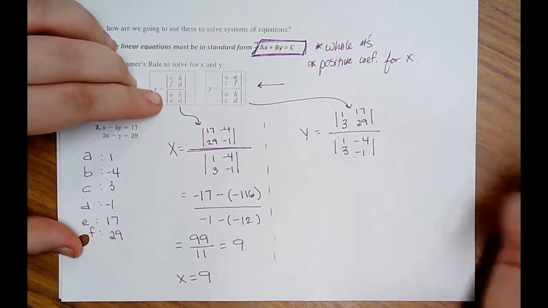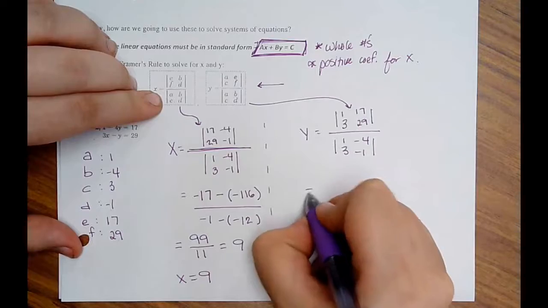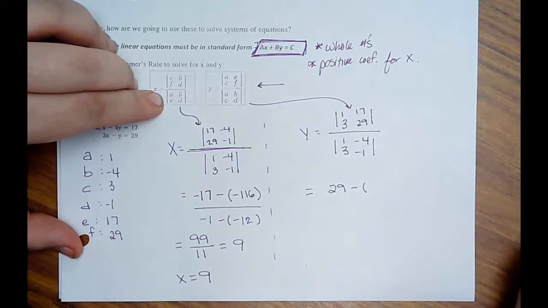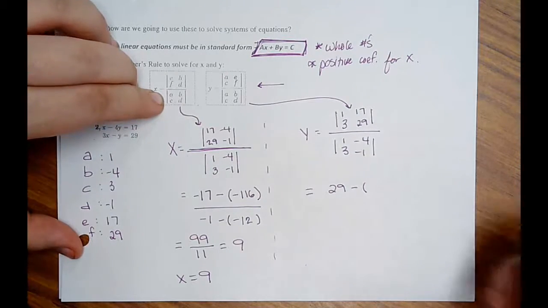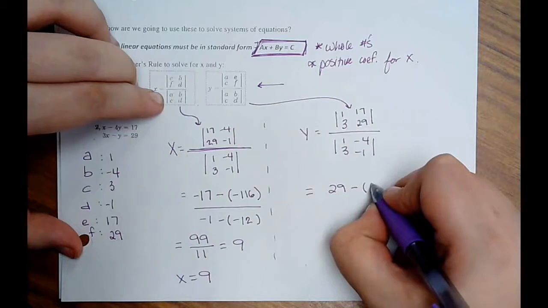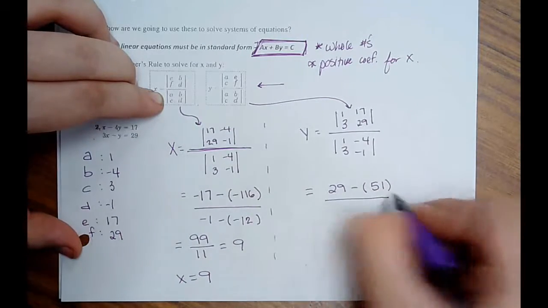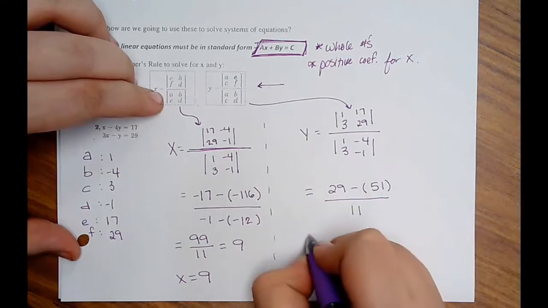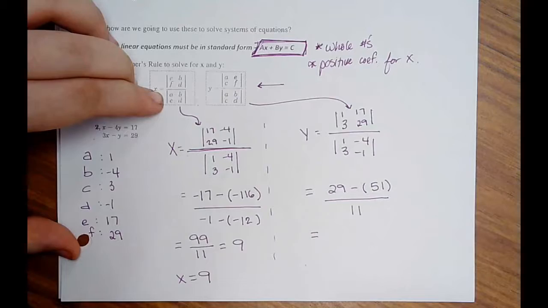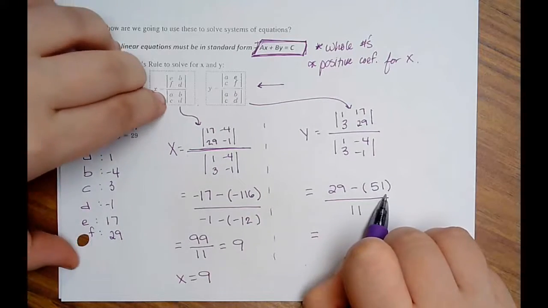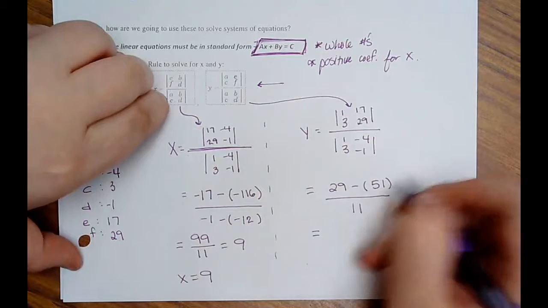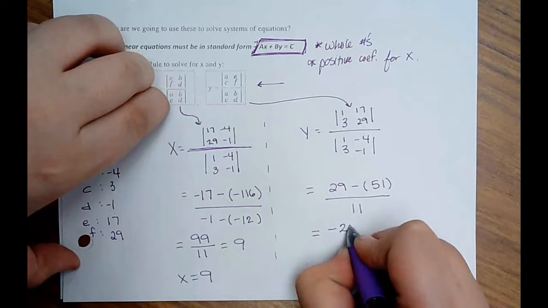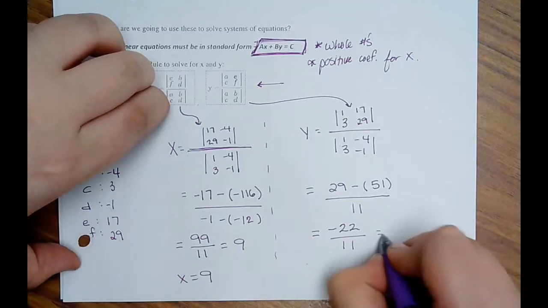All right, let's find the determinants there. 1 times 29 minus 17 times 3. That's going to be 51 over, again, I already calculated it over here. I'm not going to do it again. It's 11. And then when I simplify down, I get 29 minus that 51. I get negative 22 over 11, or negative 2. So I now found that y is negative 2.